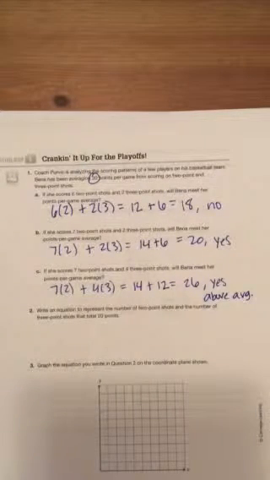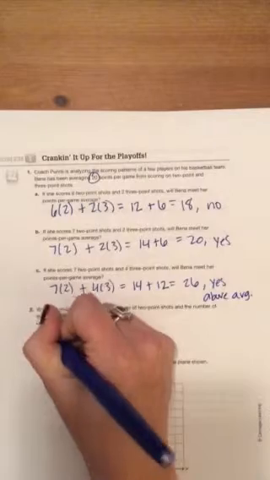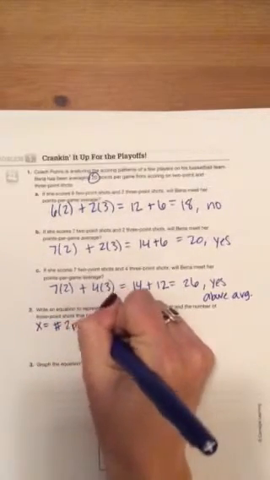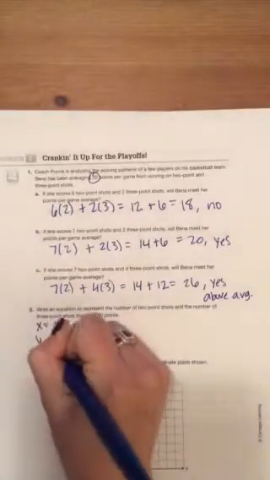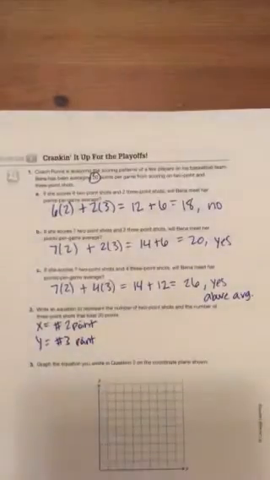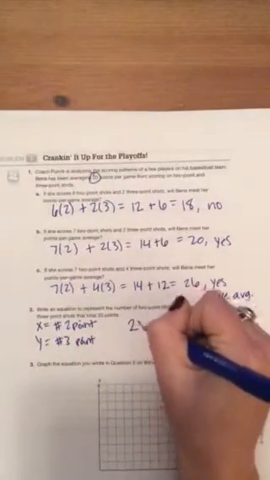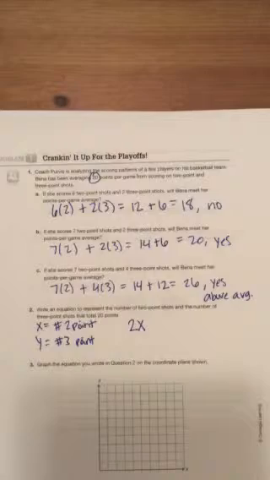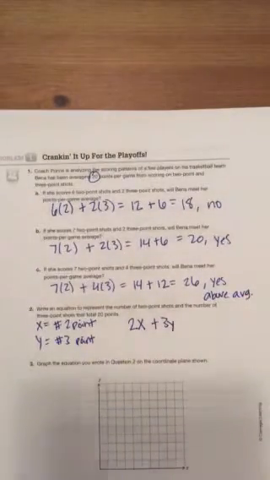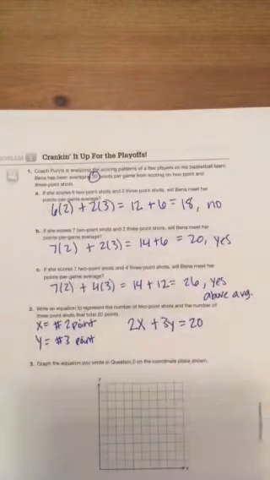Number 2 says to write an equation to represent the number of 2-point shots and the number of 3-point shots that total 20 points. So if we let x be our number of 2-point shots, and we let y be our number of 3-point shots, then our equation would be 2x, 2 points per 2-pointer, plus 3y, 3 points per 3-pointer, and we want that to equal 20. Number 3 says to graph that.